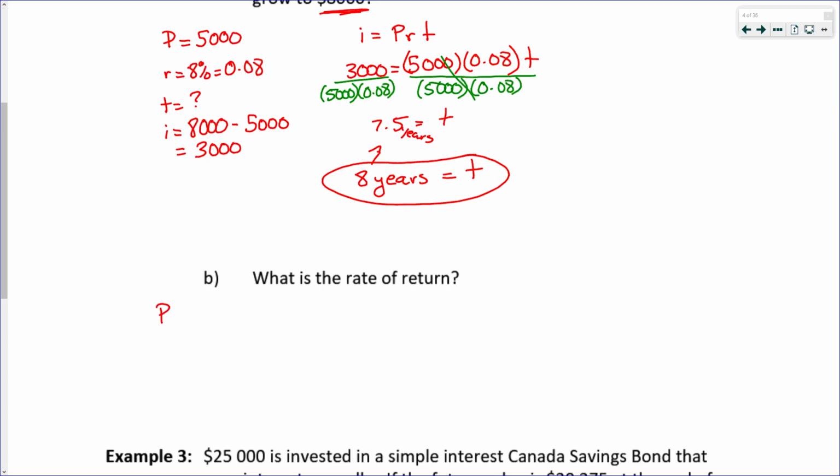So I need my P, my R, my T, and my I. My principal, my starting amount, was the 5,000. My interest rate is the 8%, so as a decimal, that's 0.08. My term, I'm going to use from A, which is 8 years. And I'm going to figure out what interest that's going to be. So start with my formula. I is equal to PRT.